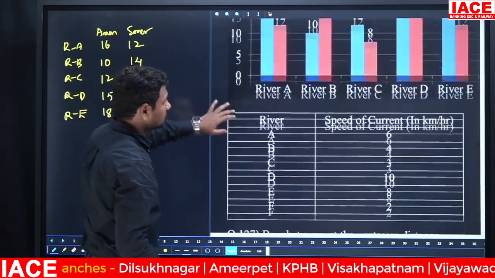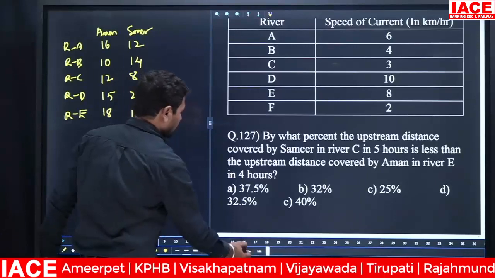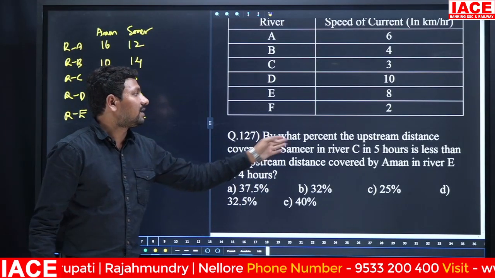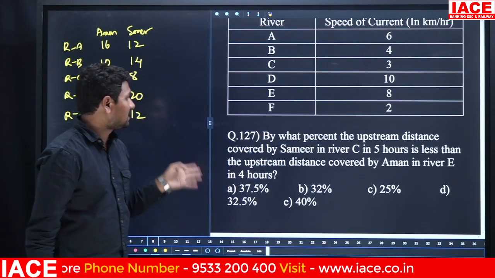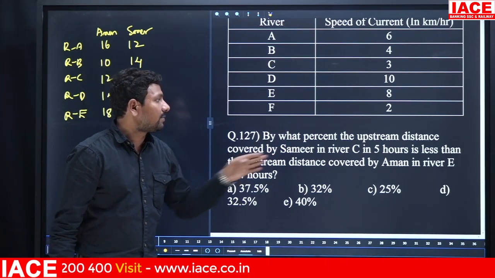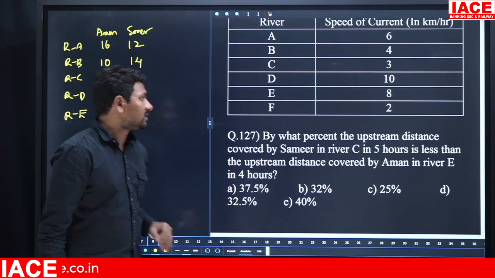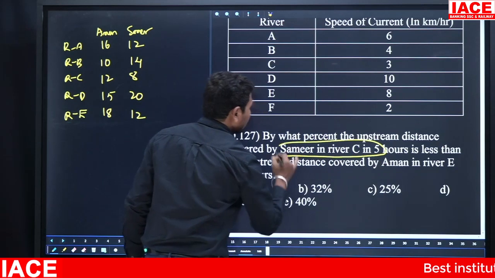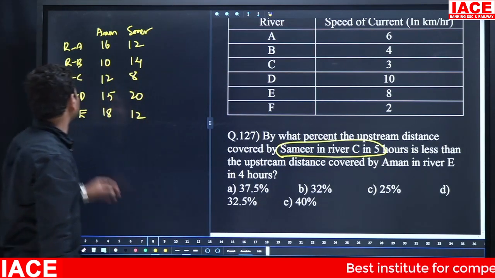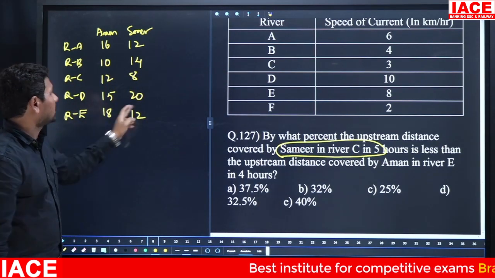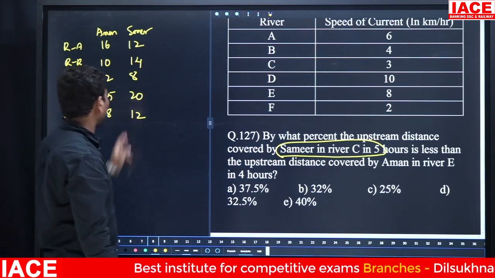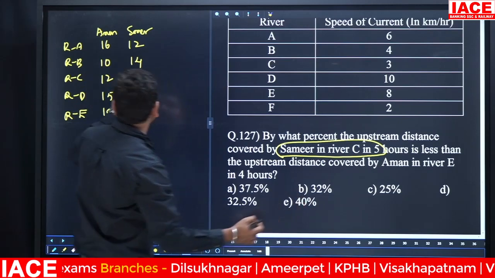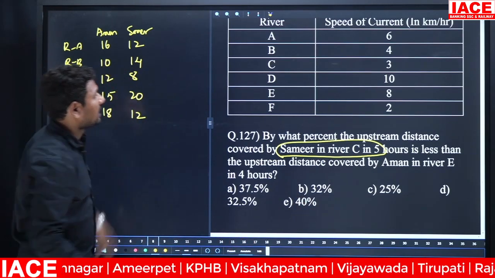Next, by what percentage is the upstream distance covered by Samir in river C in 5 hours less than the upstream distance covered by Aman in river E in 4 hours? Upstream distance of Samir in river C. Samir's speed is 12 kmph. River C current is 8... Samir's speed 12 kmph, river C.